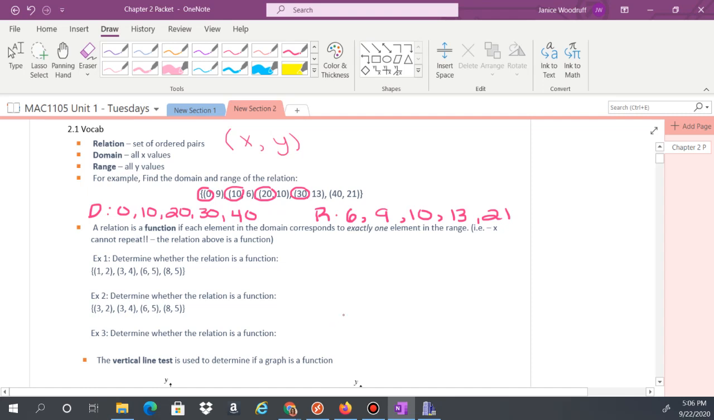Now a relation is a function if each element of the domain corresponds to exactly one element of the range. That is the technical definition, but what that means is that the x cannot repeat. Okay, so if the x repeats, the relation is not a function.